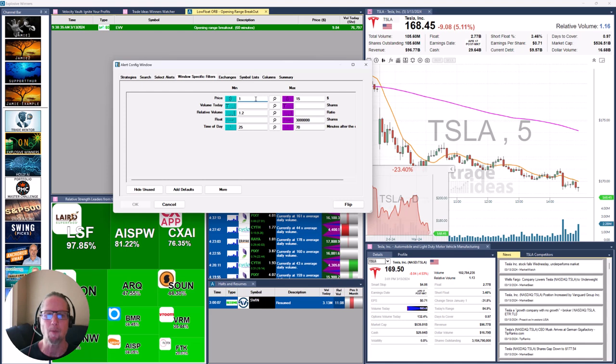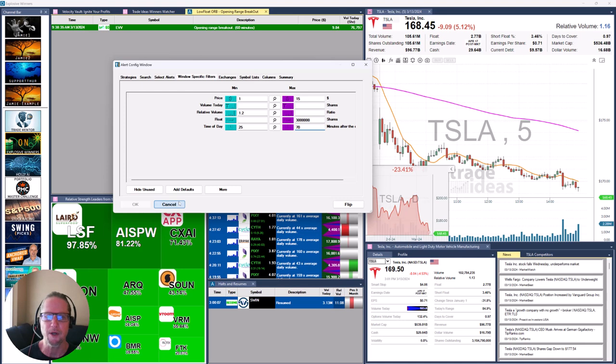Filters, minimum price 1, max price 15. Relative volume just has to be a squeak over normal. We're using 1.2 here, but here is the low float part. Float cannot be more than 3 million shares. I've got the time filter in here as well because I'm only really interested in these things right about that 1 hour mark. So this eliminates a lot of the history that I don't need.